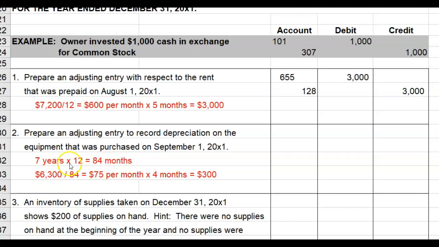Straight line depreciation is cost minus salvage value. The problem is silent with respect to salvage value, so we can assume salvage value is 0. So cost of $6,300 minus 0 salvage value divided by 84 months equals $75 depreciation expense per month times the 4 months that have lapsed since we acquired the equipment and put it in service on September 1st. All of September, October, November, December. That equals $300 of depreciation expense. Go ahead and write the adjusting journal entry. Then start the video again to check your work.